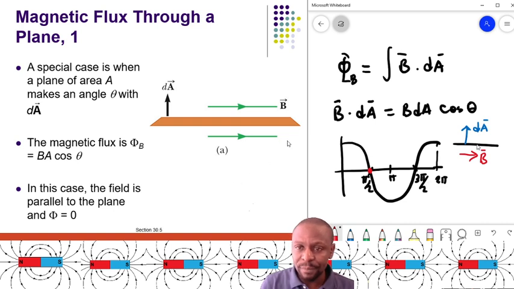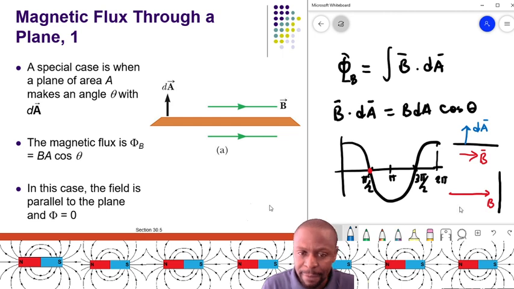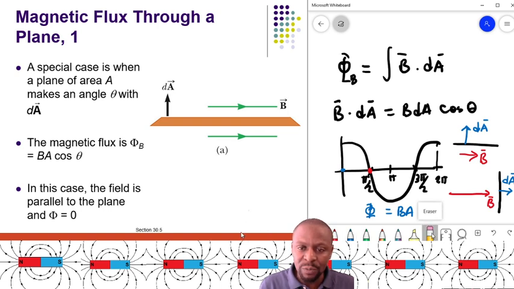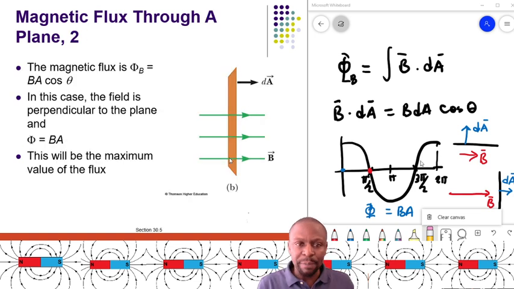But what happens when dA and B are in the same direction? If I tilt this, so that the B field is going in that direction, and I turn the surface like that, that's my surface. Now the dA vector is going to be pointing in that direction. Do you see they are in the same direction? Therefore, the angle between them is equal to zero. Therefore, the flux in that case is going to be a maximum. It will just be B times A. That's the next part that we are going to be doing. Now, the flux is just going to be maximum for that case.